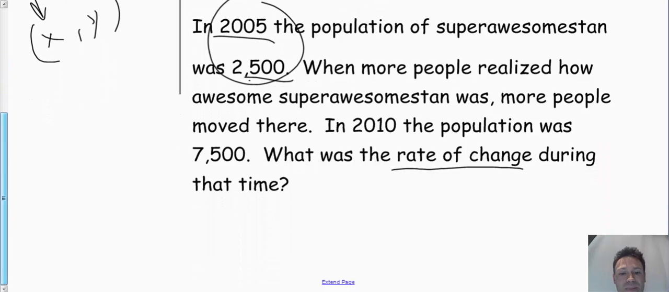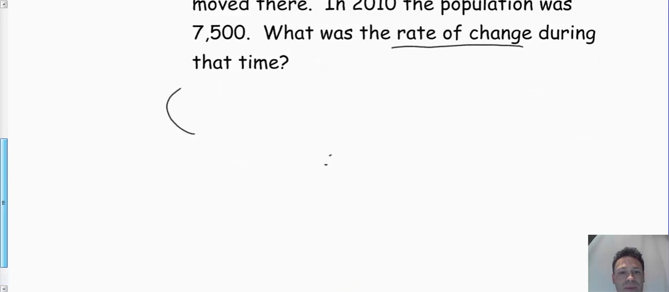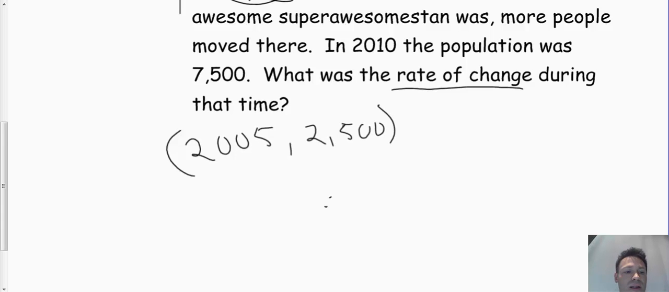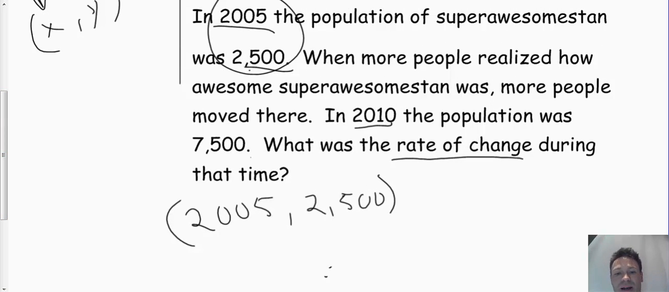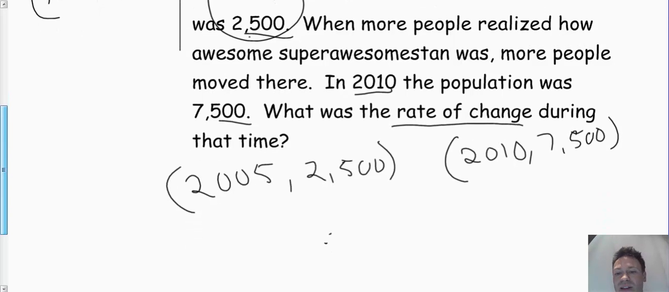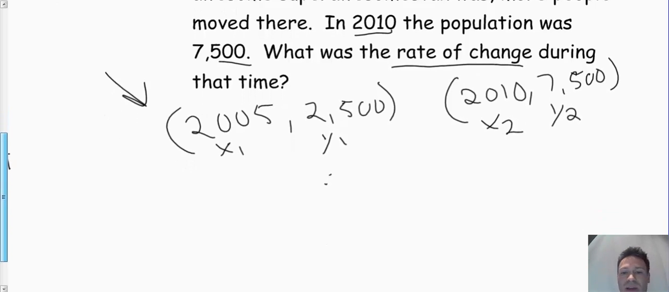So my first point is an x value of 2005 and a y value of 2,500. The next one is a measurement of time again and another population. So my next point is 2010 and a measurement of 7,500 for the population. Now, this is nothing more than my first point and my second point. So this is my x1, y1, x2, y2. Let's calculate the rate of change, because remember, that's just a slope.